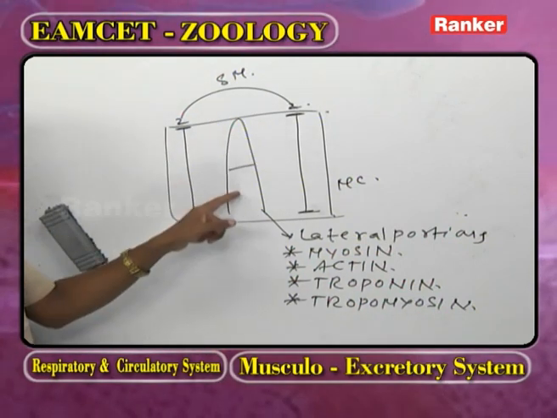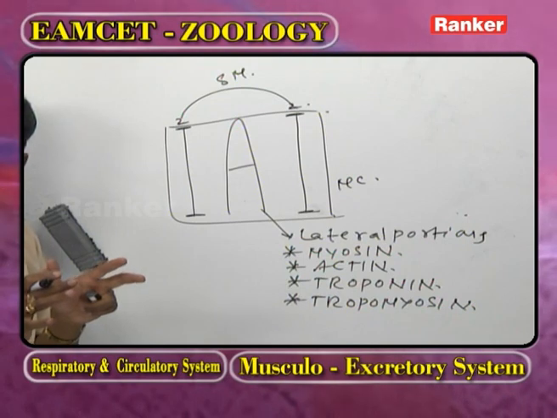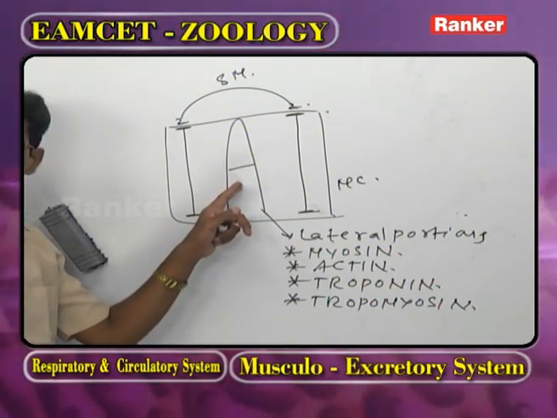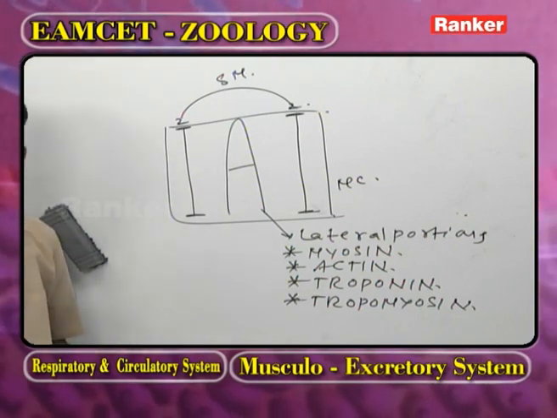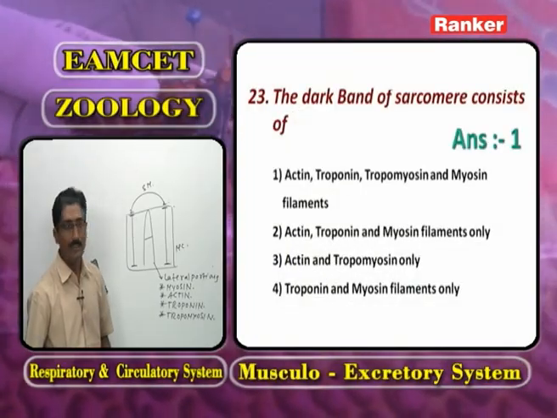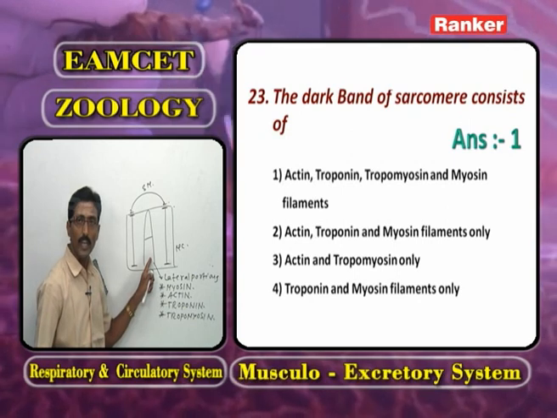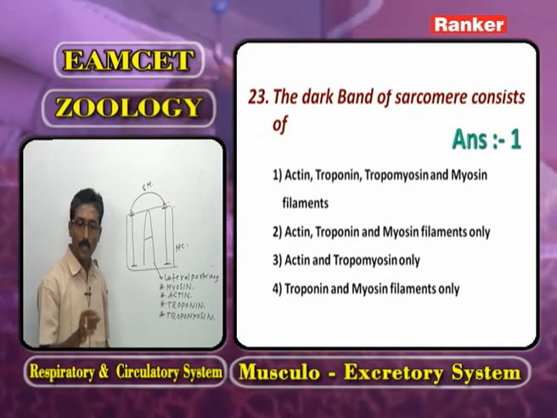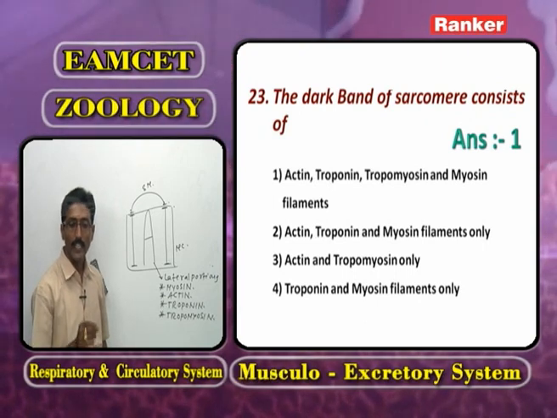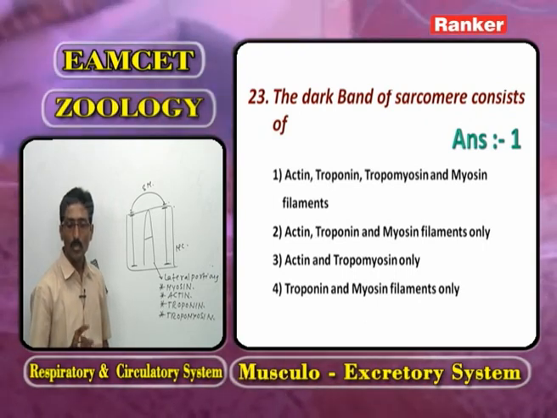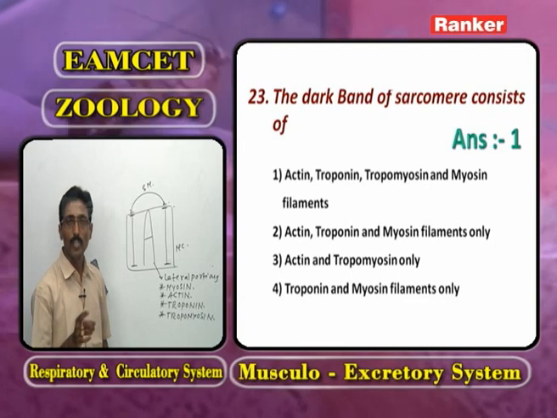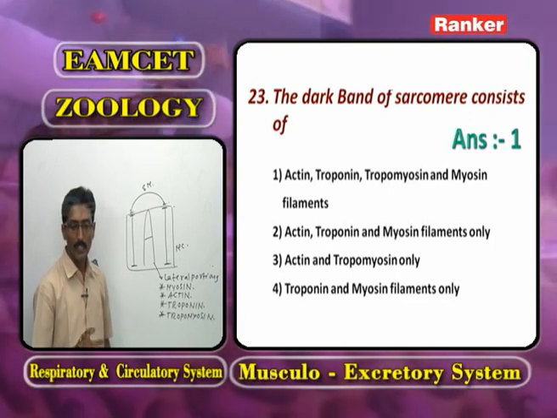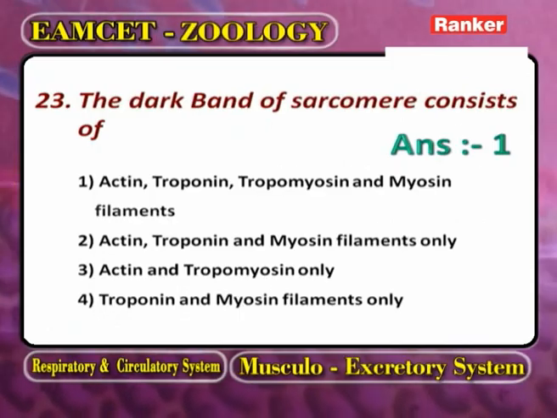In the sarcomere, name the band that is much darker, the lateral portions of A. Now based on this information, what is the dark band of sarcomere? No doubt A. Now we are discussing the lateral portions of A. The lateral portions of A consist of actin, troponin, tropomyosin and myosin protein filaments. Now go for the next question.